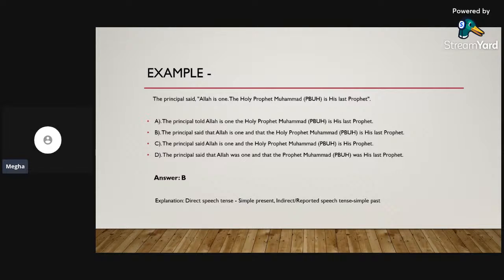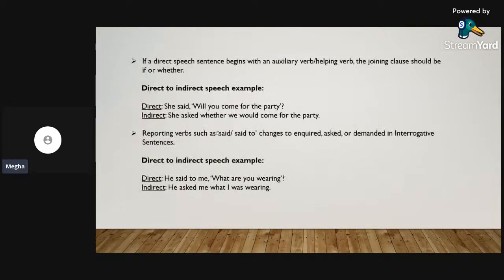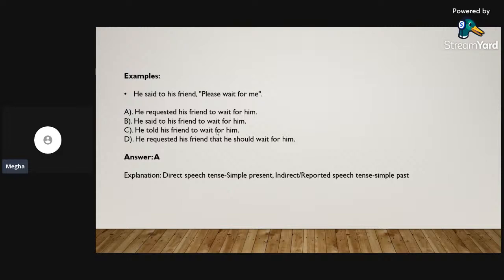Yes or no? Good. Let's see two more examples. Okay, here. Yeah.